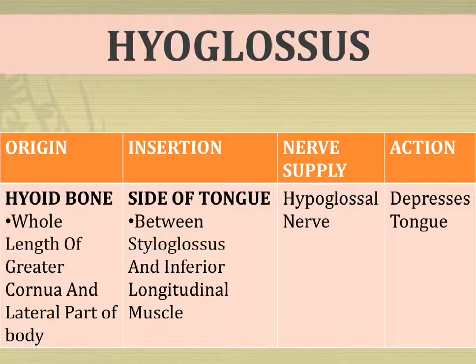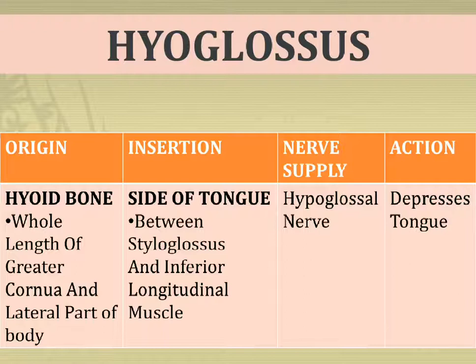Next muscle is the hyoglossus. Hyoglossus is also included in the category of the extrinsic muscles of the tongue, and it is also included in the suprahyoid muscle group. So hyoglossus. Now hyo is the prefix, so it is taking origin from the hyoid bone, that is whole of the length of the greater cornua and the lateral part of the body. And glossus is the suffix, and glossus is used for tongue, so it is getting inserted into the side of the tongue in between styloglossus and inferior longitudinal muscle, which is an intrinsic muscle of the tongue.